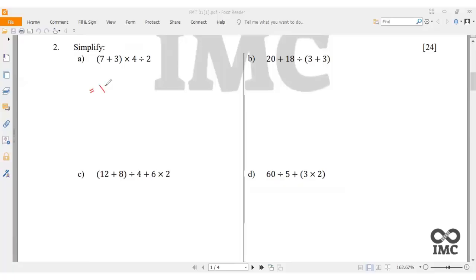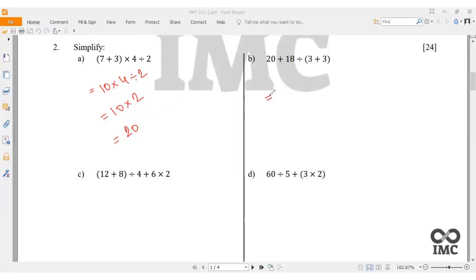7 plus 3, that will be 10 multiplied by 4 divided by 2. At first we have to do the bracket, then division. So here 10 multiplied by 4 divided by 2 will be 2. So 10 twos are 20 and that is the answer of this problem.